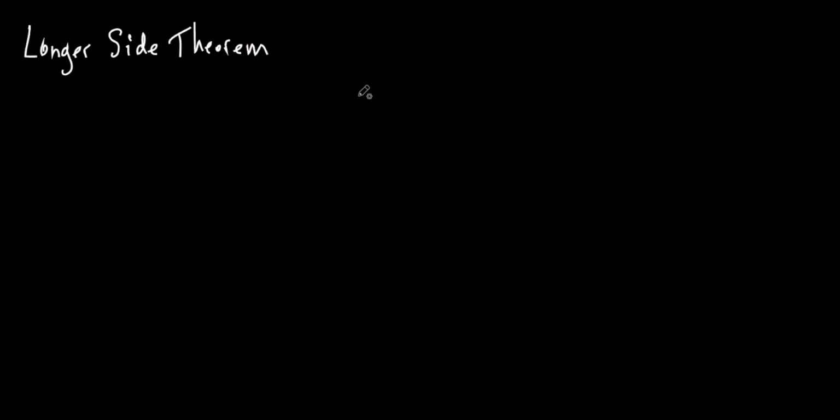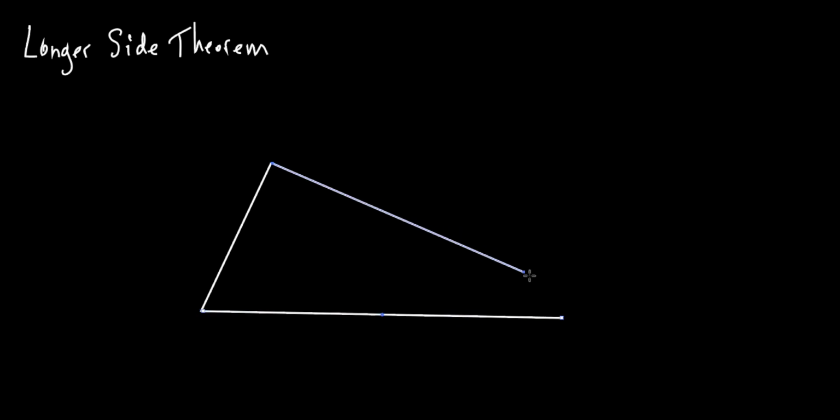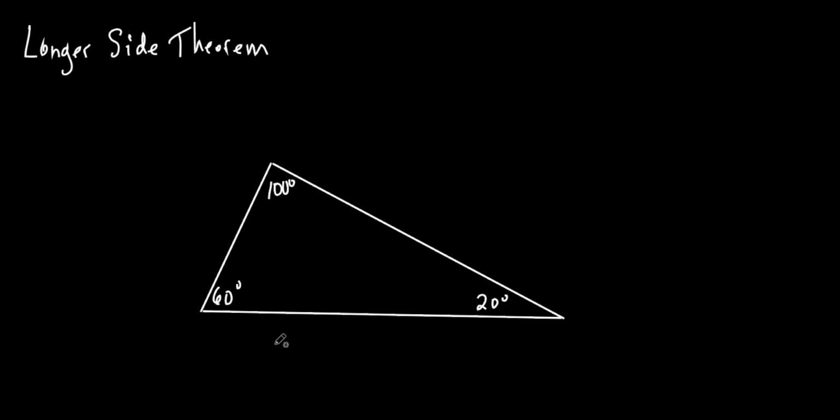All right, let's draw another triangle. It's really not that different than what we were drawing before. It may not be to scale, but that's good enough. So let's say that's 100 degrees. Let's say this is 60 degrees, and let's say this is 20 degrees. And this is A, this is B, this is C.